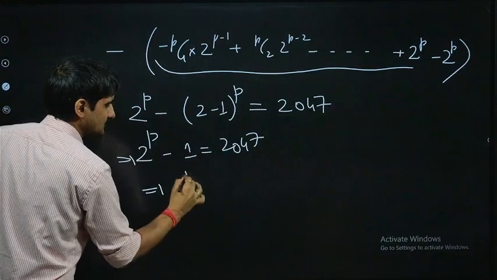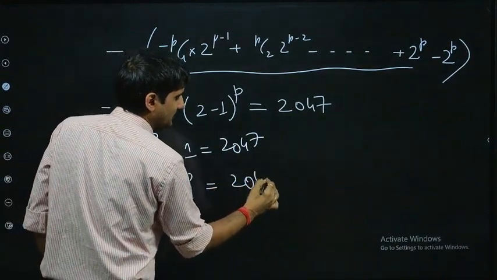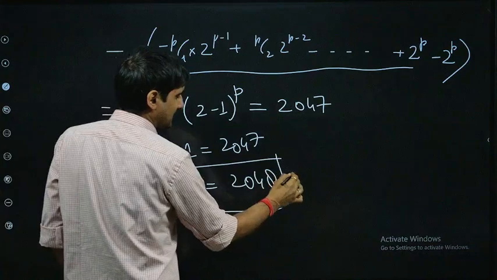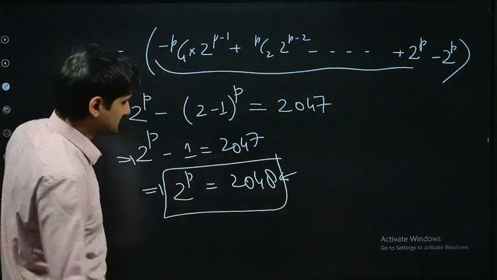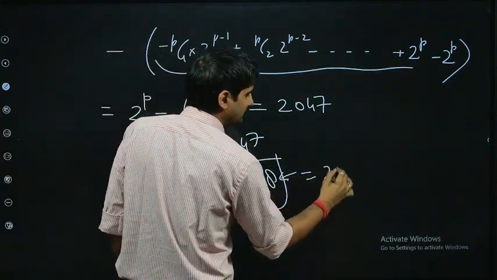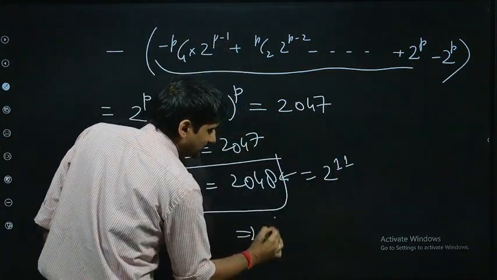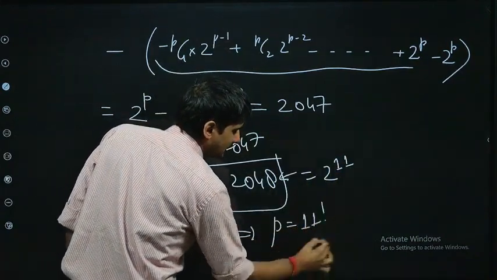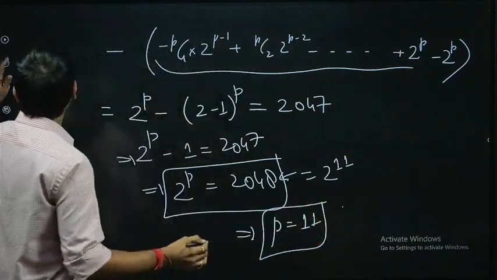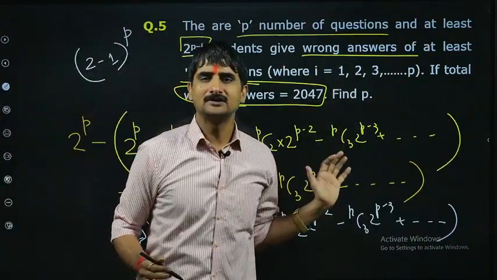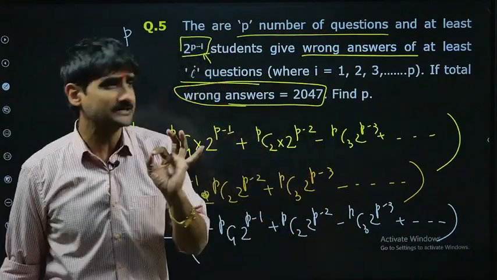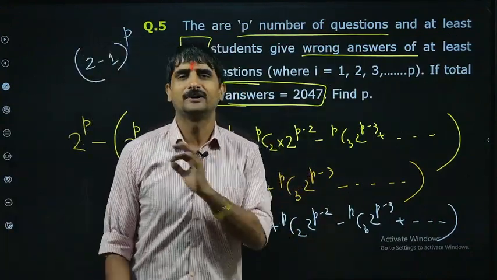So this is correct. Why? Because we got something which is a direct power of 2 here, which is 2 raised to 11. So total number of questions are 11 here. Then only following the given condition, the total number of wrong answers will be 2047 here.